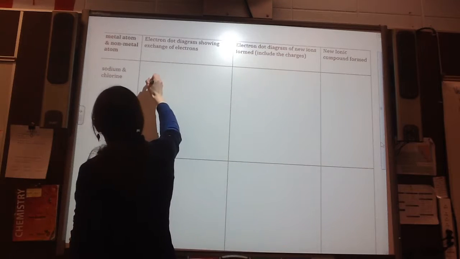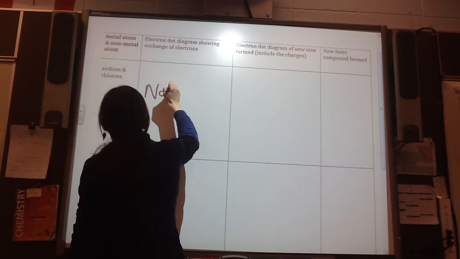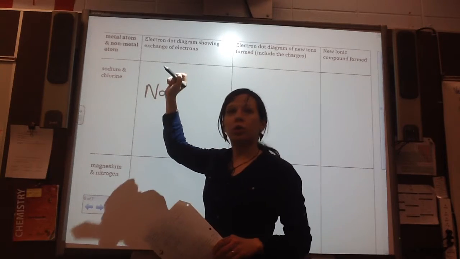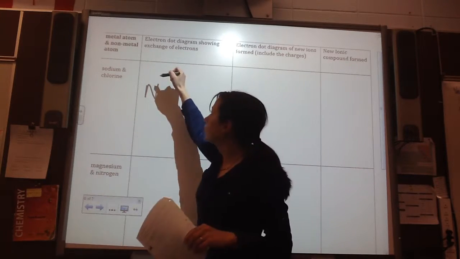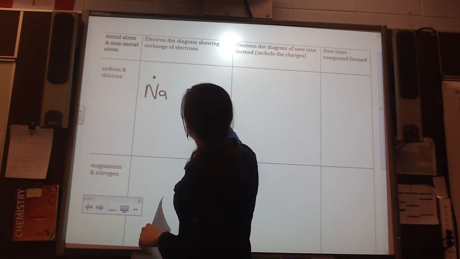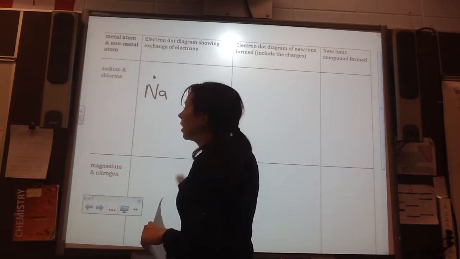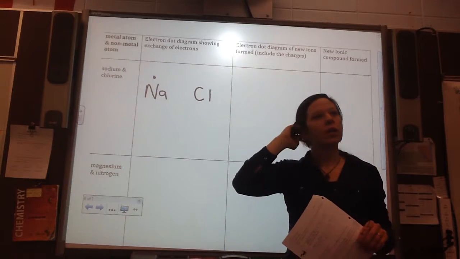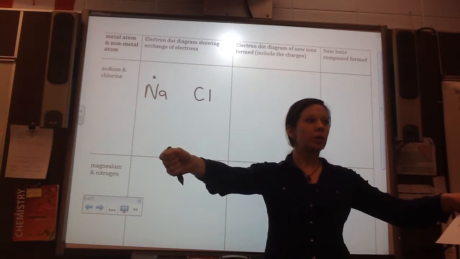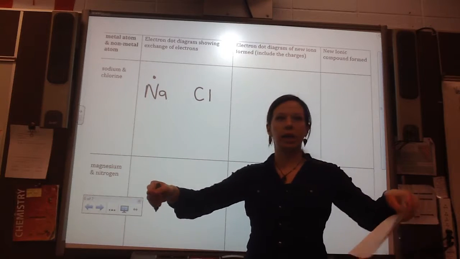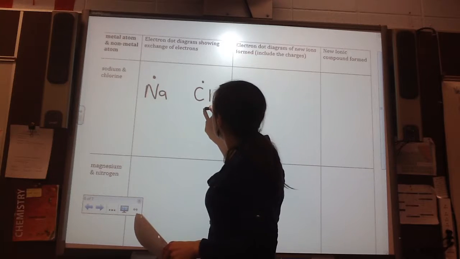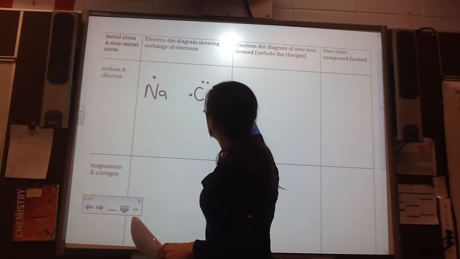So you draw the symbol for sodium, and sodium's in group 1, so it has 1 valence electron. Then you draw the symbol for chlorine. What group is chlorine in? 17. You remember to have your periodic table out in front of you while we're doing this, always at the beginning. Okay? So it has 7 valence electrons.